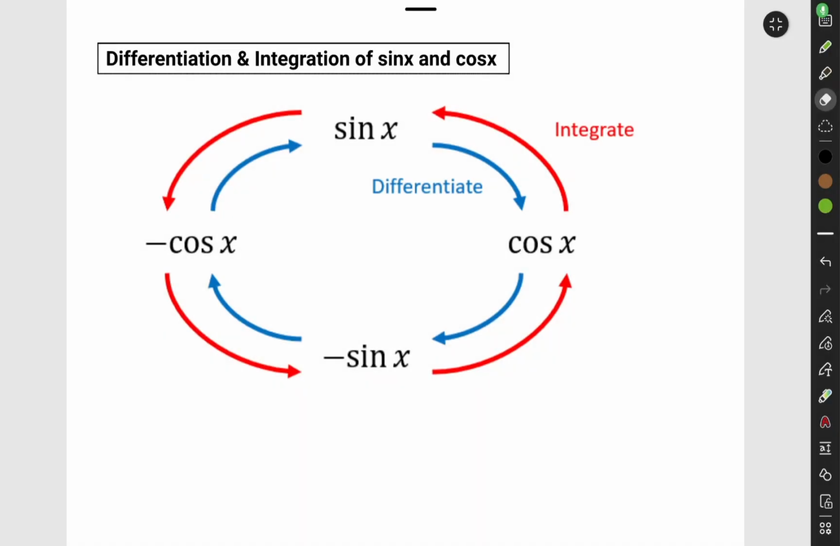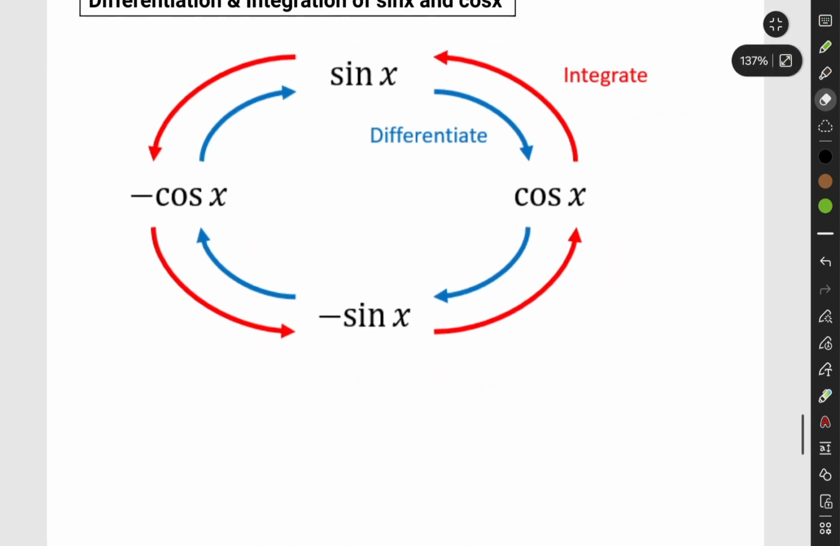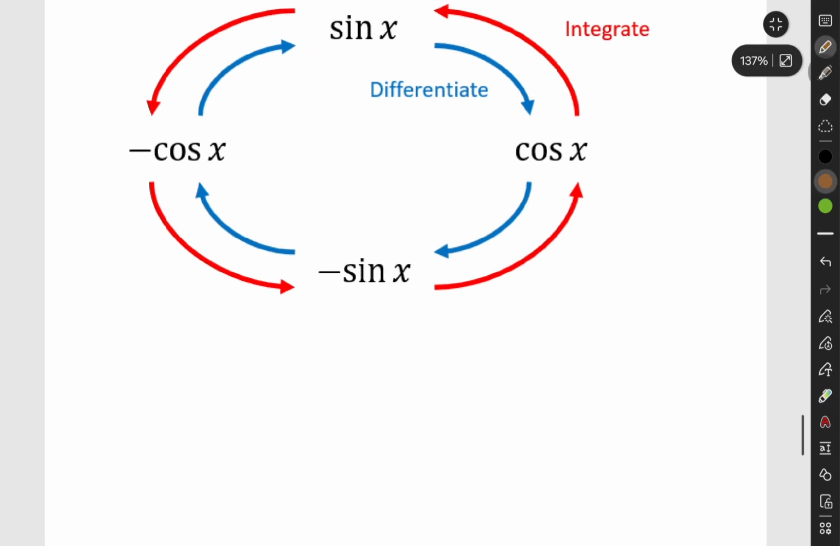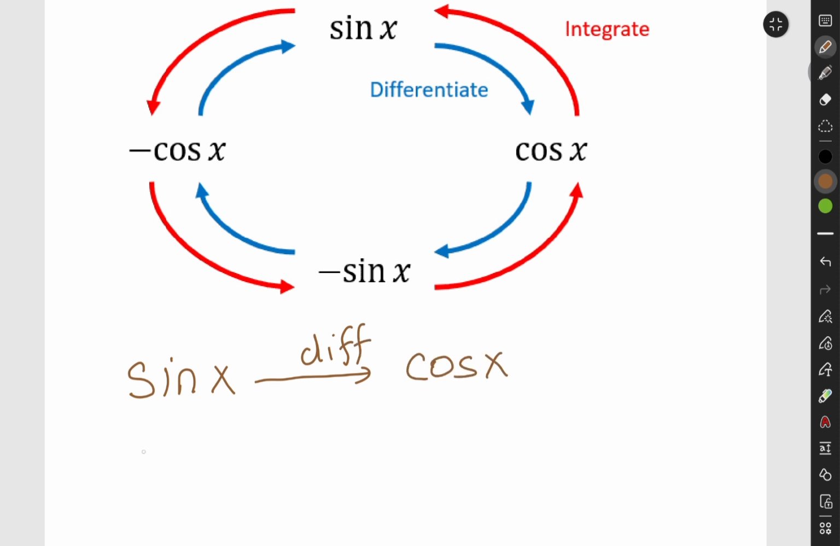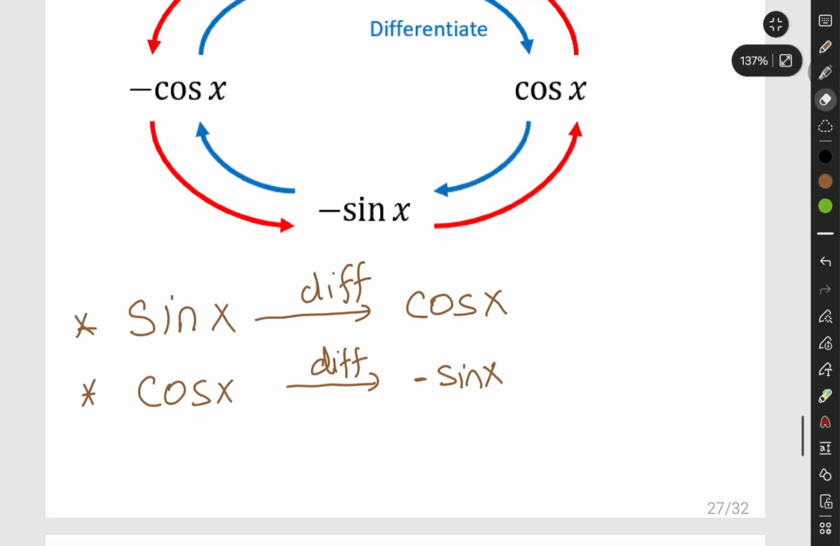Okay, now we're going to be looking at the differentiation and integration of sine x and cos x. You're going to have to memorize this. The differentiation of sine x: we differentiate it and we get cos x. And for cos x, if we differentiate it, we get minus sine x. Okay, I hope this is clear. This is the first thing. I'll explain more of that diagram in a bit, but first you have to understand this rule.